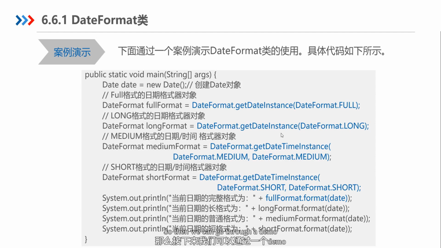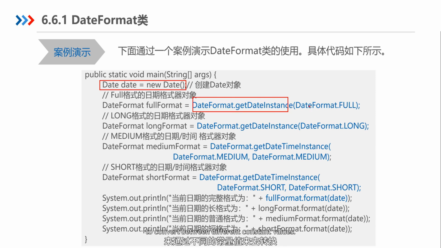So then we can go through a demo. Then we can write the format. When we write, first we create a current date object. This current date object contains the current time and the date. Then we pass a static method to convert between different constant values, and even look at the type of the corresponding value.